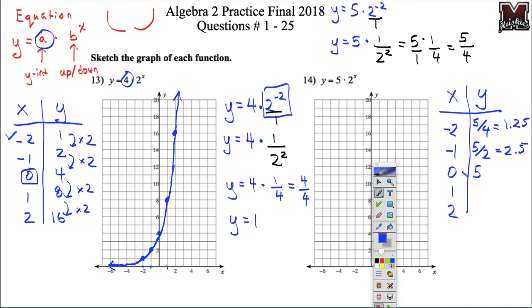Okay, remember the shortcut, we can check our work this way too. Whenever we plug in 0, it should be equal to the number without an x. This is the number without an x. It is equal to 5. Okay, good. We are doing it correctly.